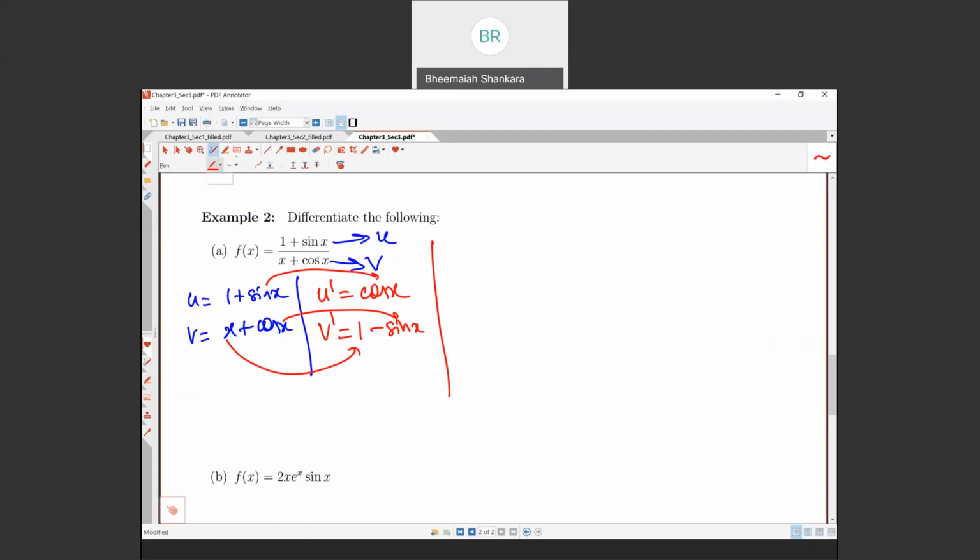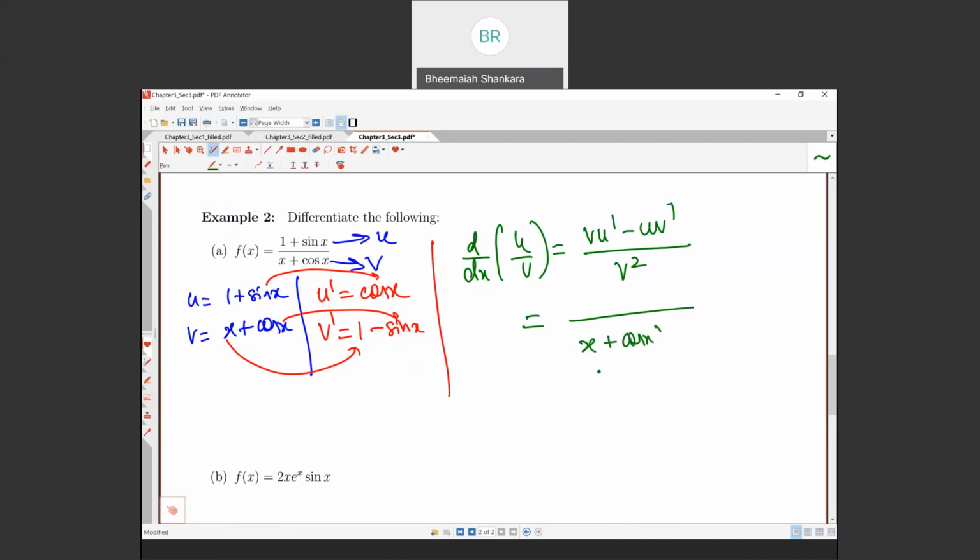Now the format of the problem is the quotient function. So you might want to derive u over v. So this is v squared, v u prime minus u v prime. So square the denominator, x plus cosine x squared. Always start with the denominator, so write x plus cosine x for v. Plug in u prime is cosine, negative u is the function 1 plus sine x, and then you have v prime, we derived it as 1 minus sine x.